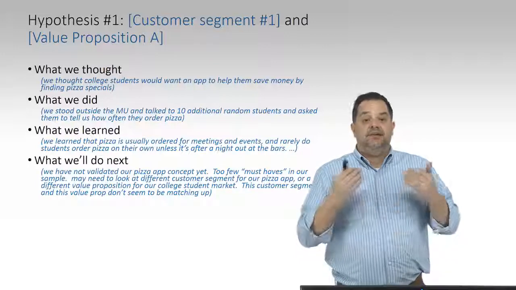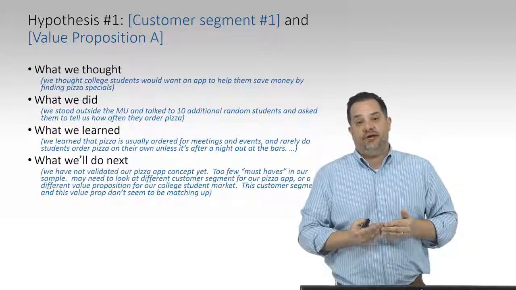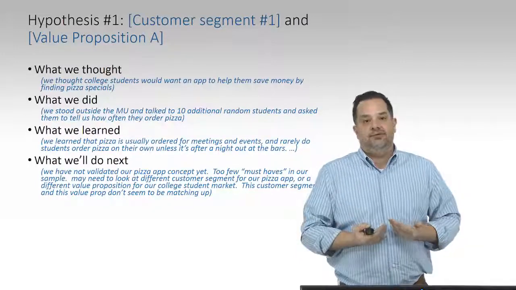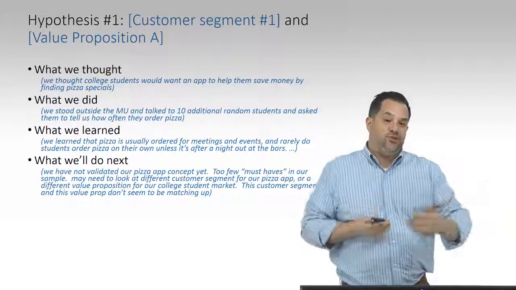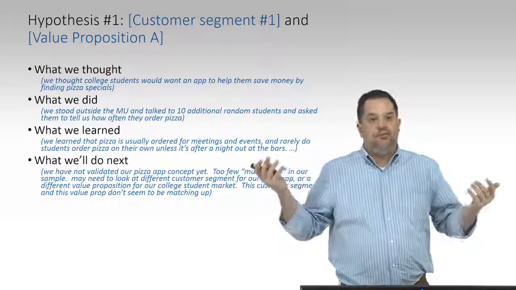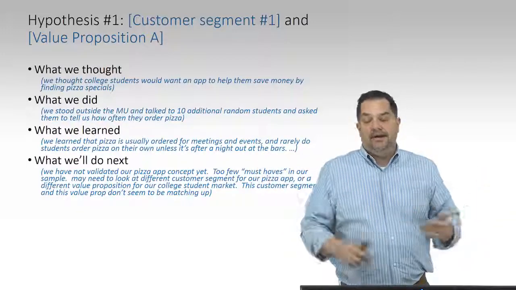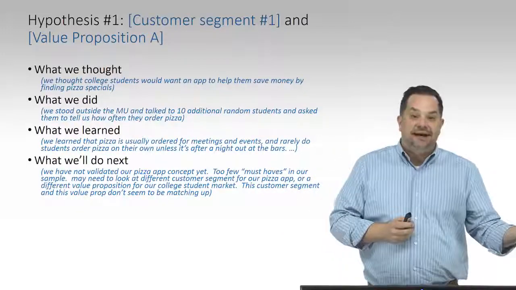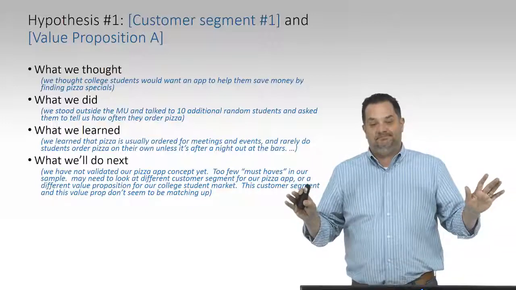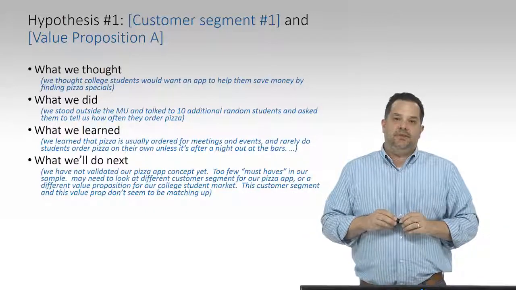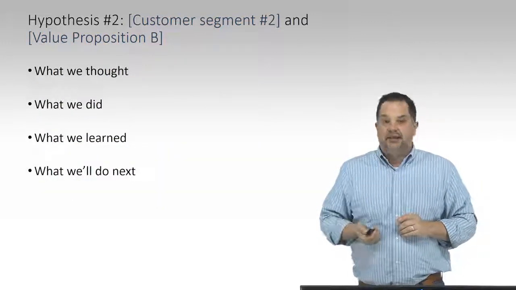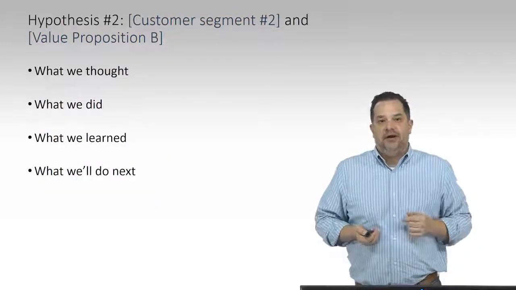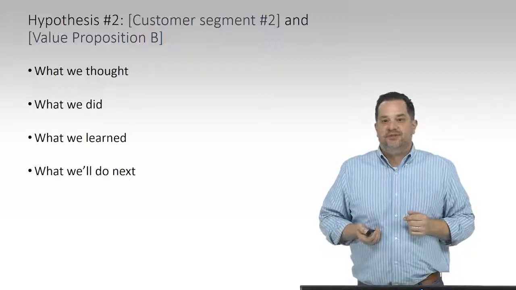Okay? That is a huge, huge discovery based on 10 random students outside the union on campus. And yet, if this student had started that app, spent 3 or 4 months writing code, and then gone out and tried to make money on this app, it wasn't going to happen. And that's what we're trying to prevent. So have fun, good luck, get out of the building, and be ready to come back with some results for us next week.